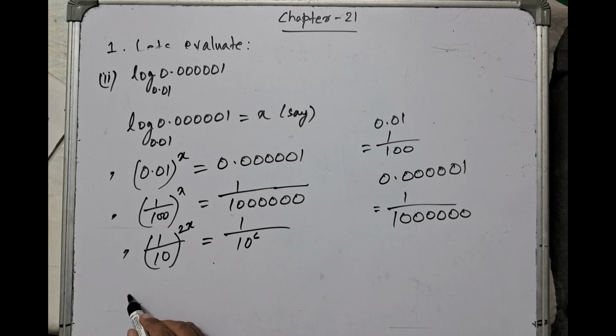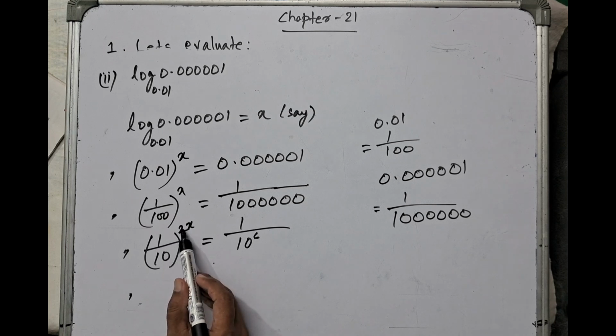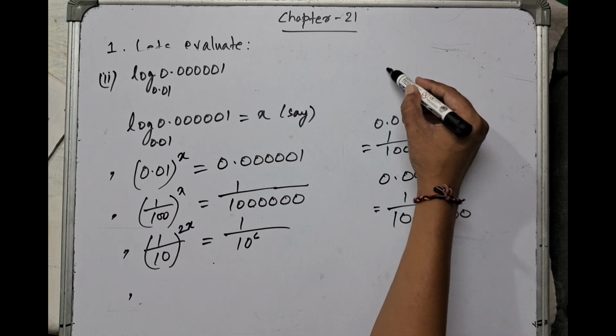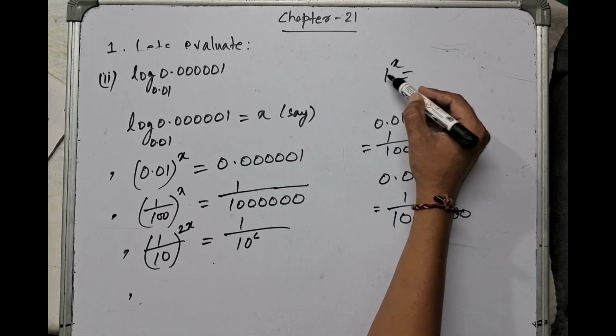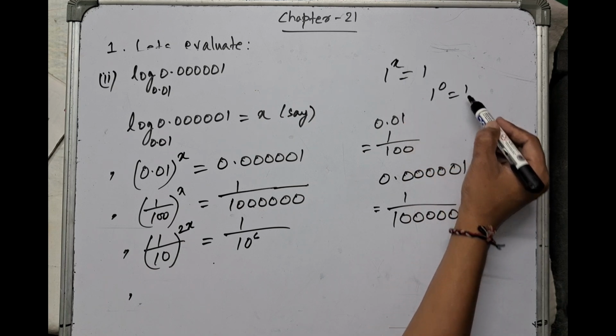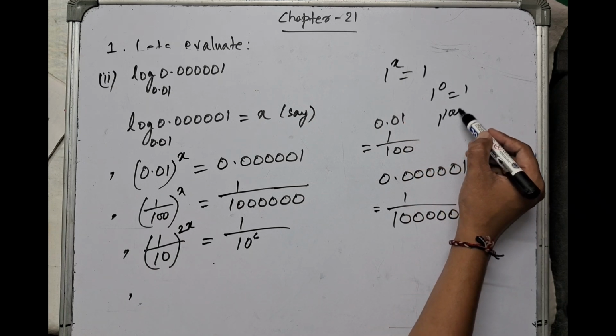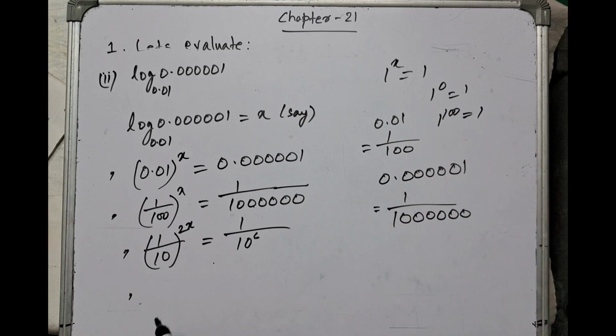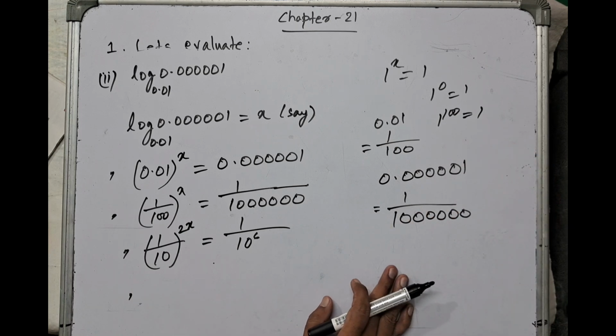Okay. Now 1 upon 1 to the power 2x is 1. 1 raised to any number as power, 1 raised to power x is 1, 1 raised to power 0 is 1, 1 raised to power 100 is also equal to 1. 1 raised to any number as power is always equal to 1.